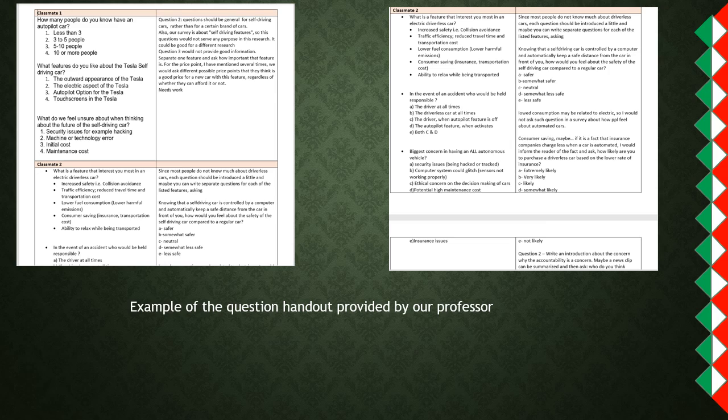So up above are 2 pictures of the handout that the professor provided for us. On the left are the questions that me and my classmates generated, and on the right are her suggestions and comments on how to improve these questions.